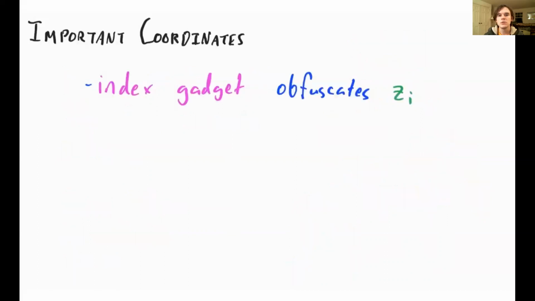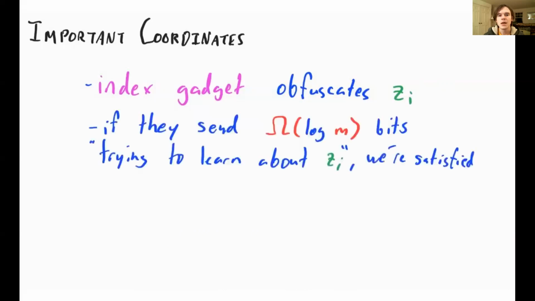But for now, we're going to get into the intuition behind the proof. So for starters, the whole reason we're doing this gadget lifting thing is that our gadget should be obfuscating the variable zi. And what we mean by that is that Alice and Bob need to work in order to get at any particular input to the unlifted function. And we're going to say that a coordinate is important if it looks like they're spending a lot of communication trying to figure out the value of a variable.